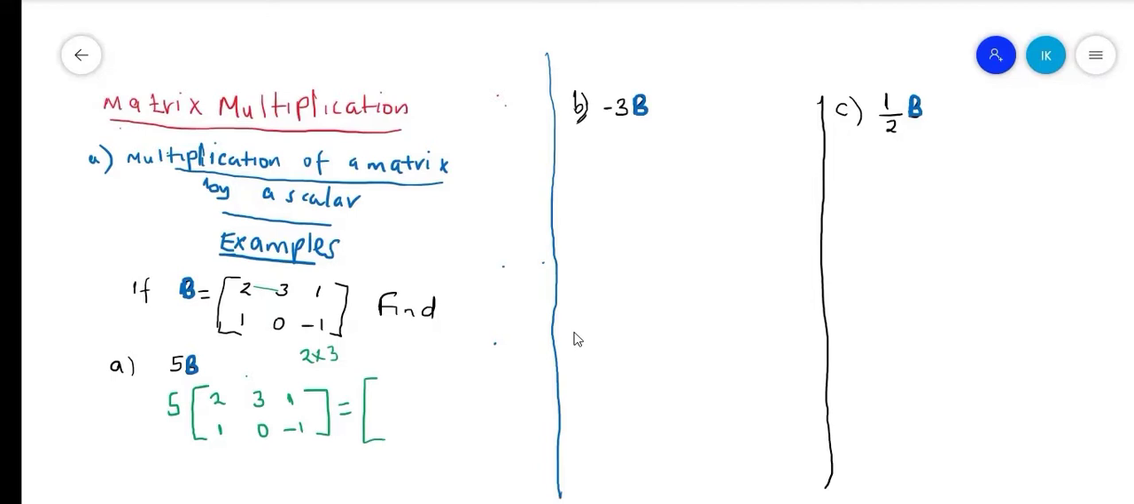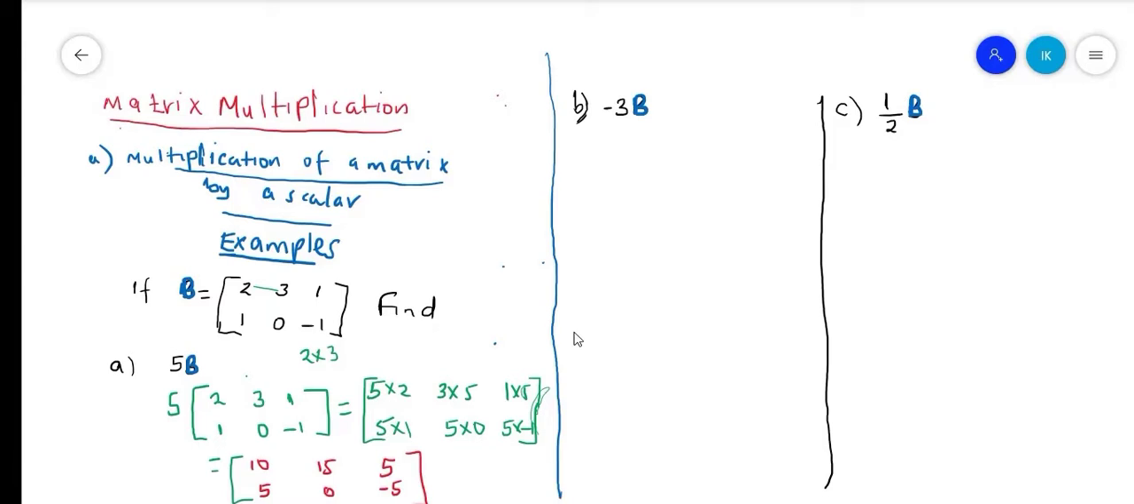So we shall have 5 multiplied by 2, 3 multiplied by 5, and 1 multiplied by 5, and in the second row, 5 multiplied by 1, 5 multiplied by 0, and 5 multiplied by negative 1. So finally the answer we are going to have will be 5 times 2 is 10, 3 times 5 is 15, 1 times 5 is 5, 5 times 1 is 5, 5 times 0 is 0, and 5 times negative 1 is negative 5. So that should be the final answer.